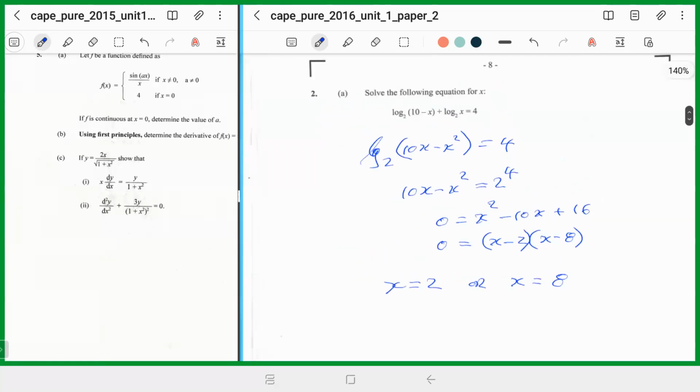Let's make sure both of them can work. Put 2 in, it's good. Put 8 in, it's good. So both answers are valid. You can be given other answers, for example 12. 12 can't work here because then I will find the log of negative 2, and you can't find the log of a negative number, you get me?